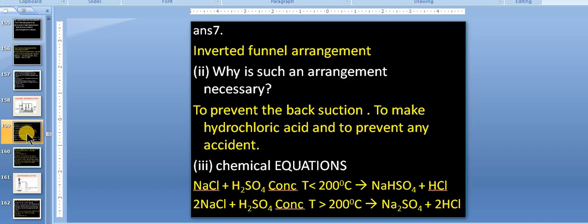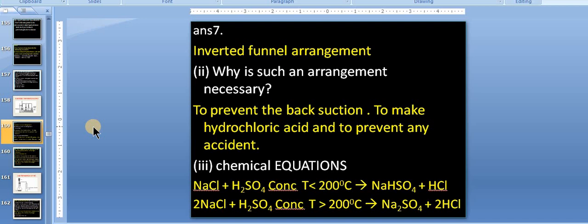Okay. So the answer to the other question: why is the inverted funnel arrangement necessary? To prevent the back suction, to make hydrochloric acid, and to prevent any accident. Okay, so the main answer lies in to prevent the back suction. This is the main answer. If you write that, you will get the marks.